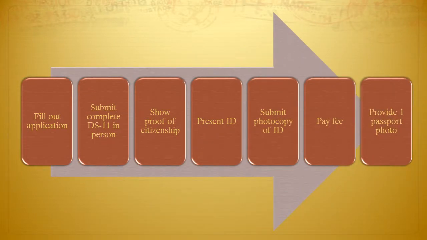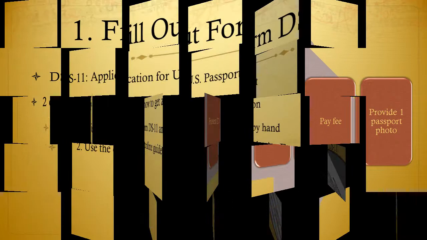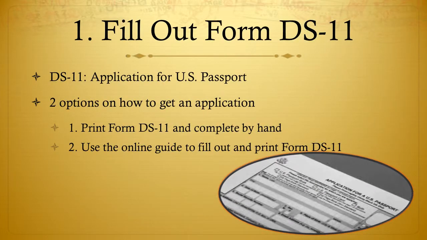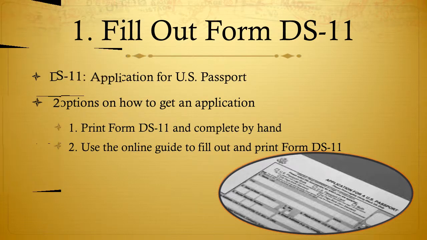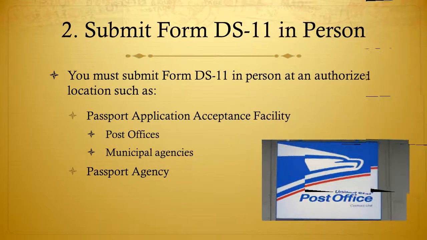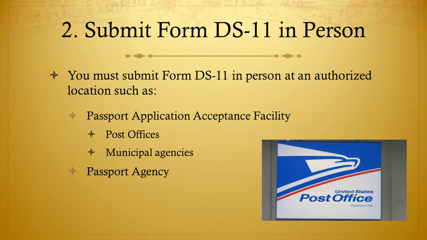This chart below shows the 7-step application process that has to be completed in order to obtain a passport. The first step is to fill out the DS-11 form. The DS-11 form is the application for a U.S. passport. There are two options on how to get an application. The first is to print it out and complete it by hand, or go online and use the guide to fill out and print the form.